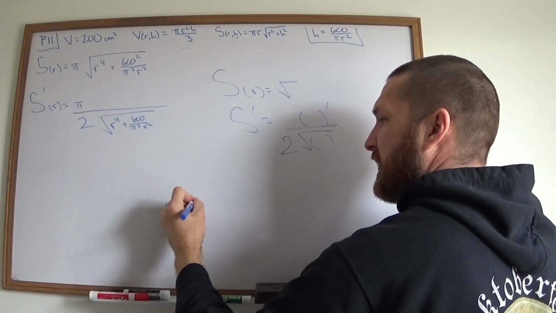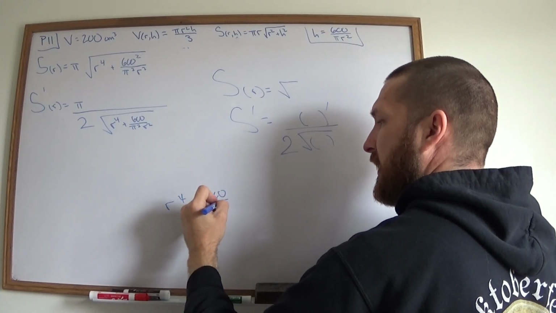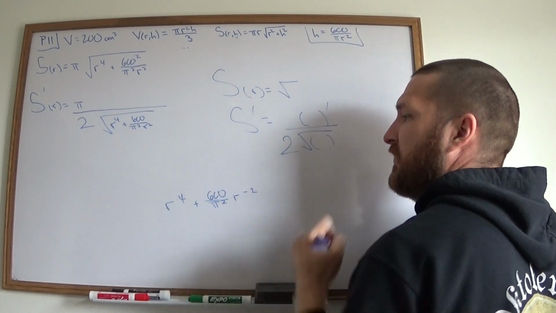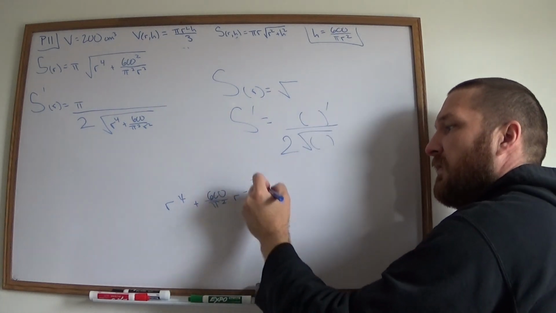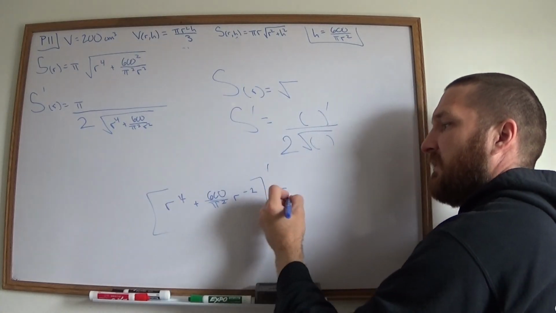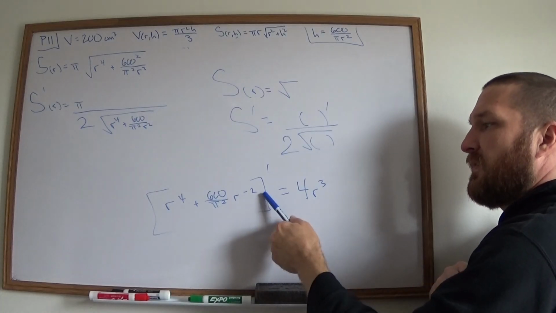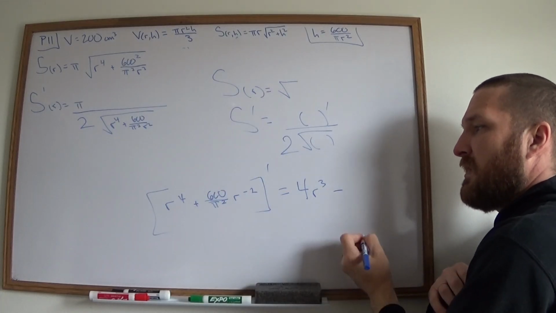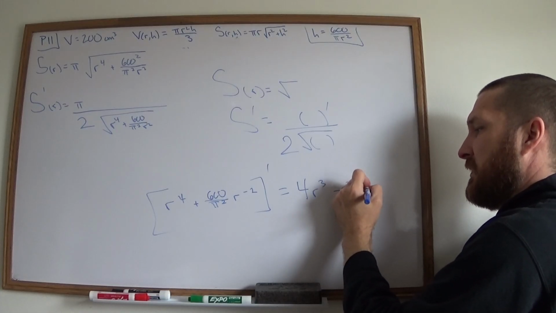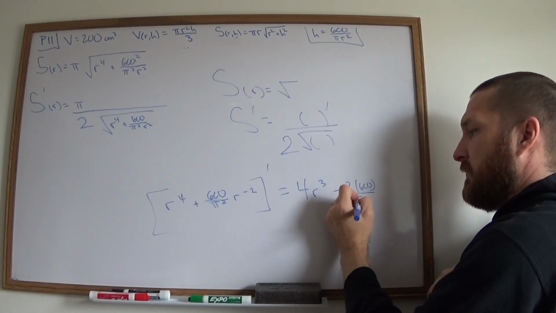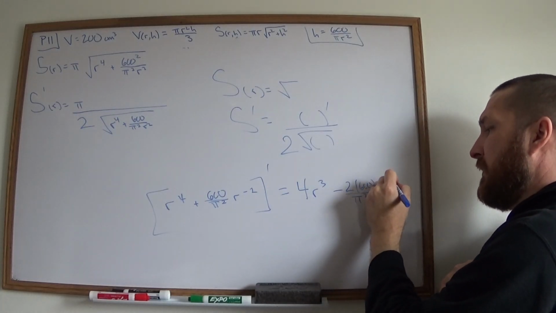So we want the derivative of r squared. How about 600 over pi squared r to the negative 2 is a better way of writing that if we're about to take a derivative. So I'm going to take the derivative of all of that inside stuff and let's see what happens. 4 drops down and we get r cubed. And the next one, the negative 2 drops down, so negative 2 times 600 over pi squared. And then we subtract 1 off of there and we get r to the minus 3.